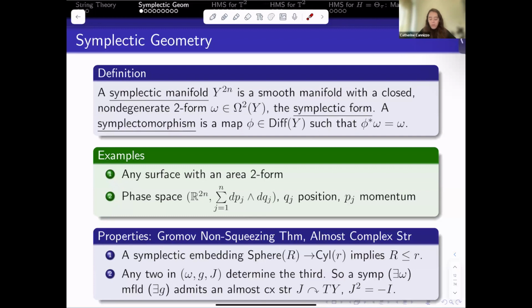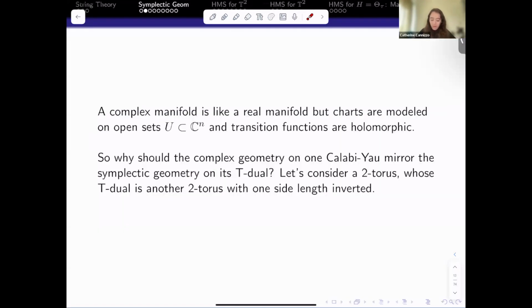So let's look at the other component of mirror symmetry, which is complex geometry. A complex manifold is like a real manifold, but charts are modeled on open sets in Cn instead of Rn. And now your transition functions are holomorphic instead of smooth.